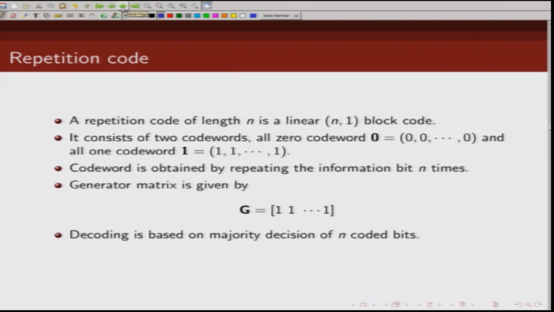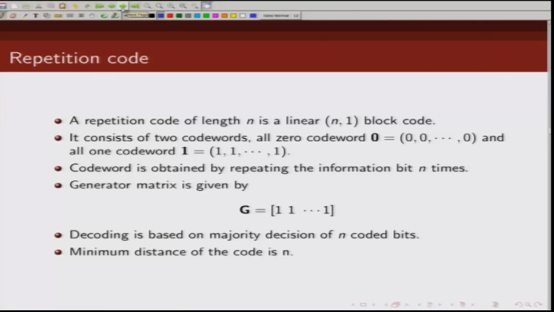Now, how do we decode a code which is encoded using repetition code? We take a majority decision. Let us say for 0 we are sending n zeros and for 1 we are sending n ones. At the receiver, when some of the bits get flipped or changed, we look at the block of n bits and see what the majority is, 0 or 1. If the majority of the bits are 0, we decide in favor of 0. If it is 1, we decide in favor of 1.